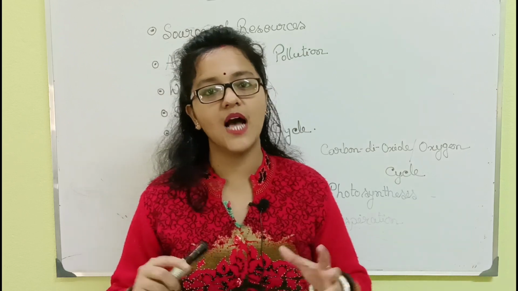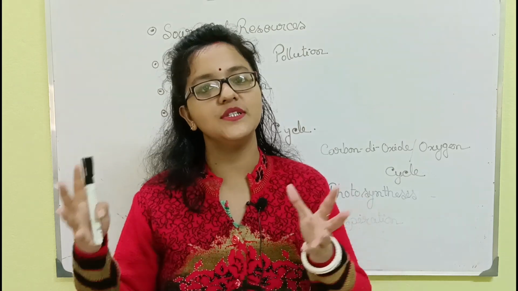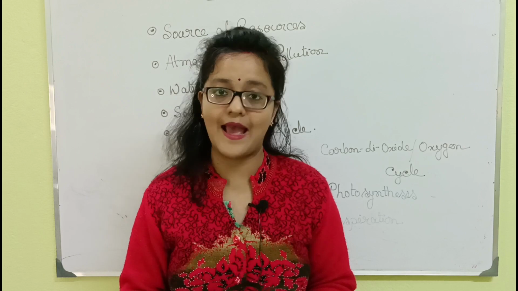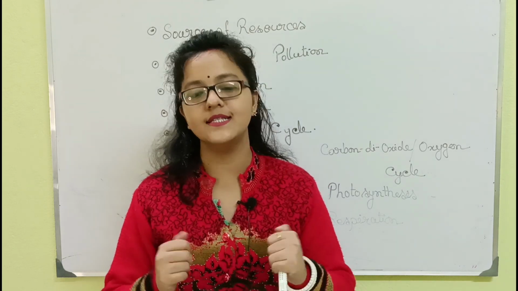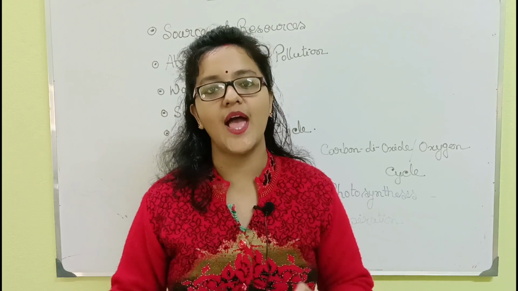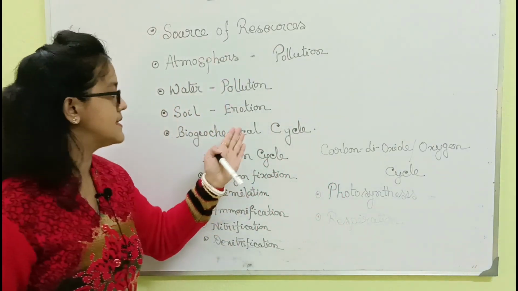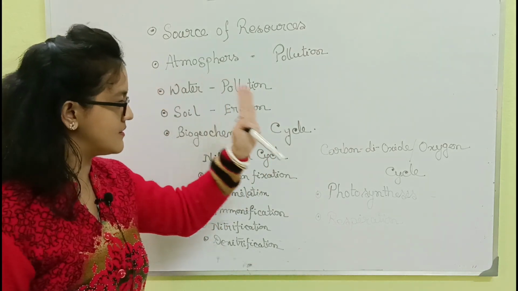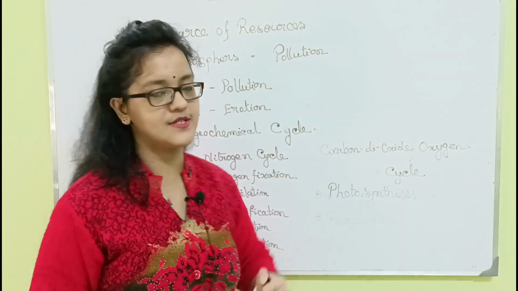In this way, we have come to know a lot of information about the main profound impact of these natural resources on the living organisms and their adverse effect during the presence of the pollutants. And now I am going to draw your attention to our last portion, which is biogeochemical cycle. And this biogeochemical cycle is of three types: nitrogen cycle, carbon dioxide cycle, and oxygen cycle.